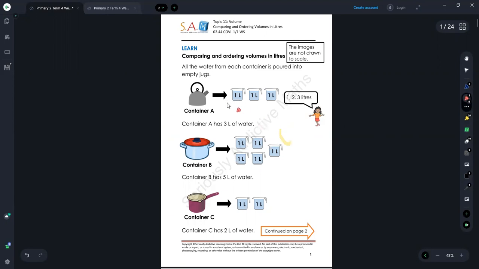Okay, so container A, right? Get them to write, add up. Okay, so it is 3 liters. And then container B, 1, 2, 3, 4, 5, 5 liters, right? So make sure that this is a habit. Some would insist that they already know, right? But tell them that this is something that will help them later. Okay, so get them to write it out like that.